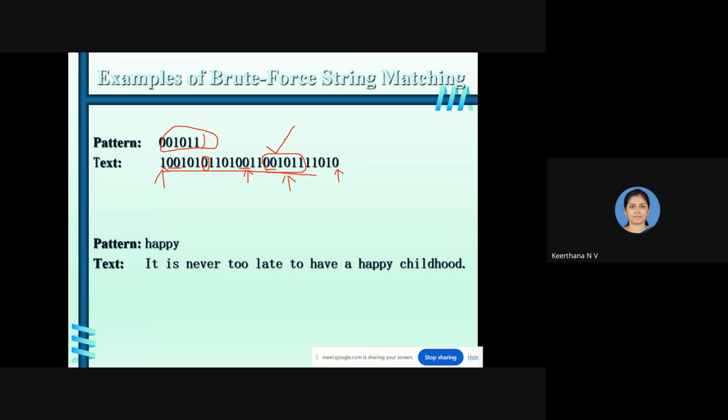So this is how brute force is applied for string matching. The same concept can be applied to a sentence also. If my pattern is "happy", it goes on searching throughout the line to find where "happy" occurs. "Is" doesn't match, "never" doesn't match, "to" doesn't match. It goes on until "happy" matches. So the brute force succeeds at this stage.